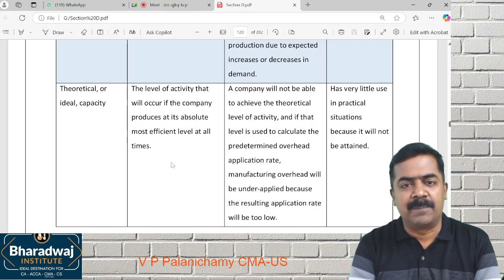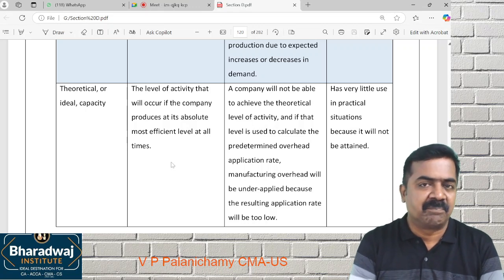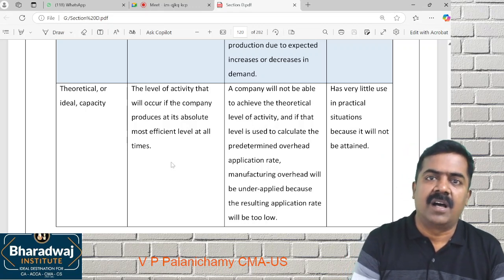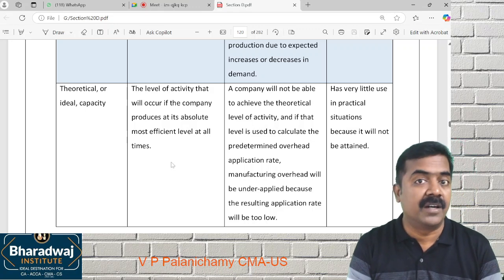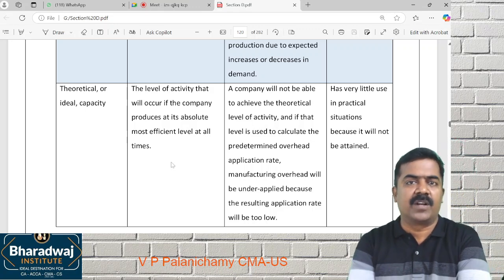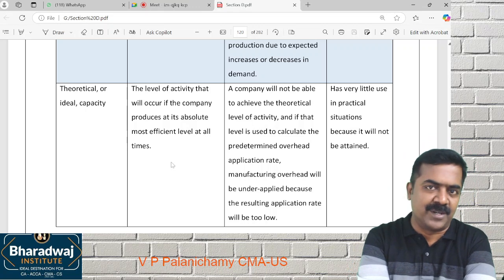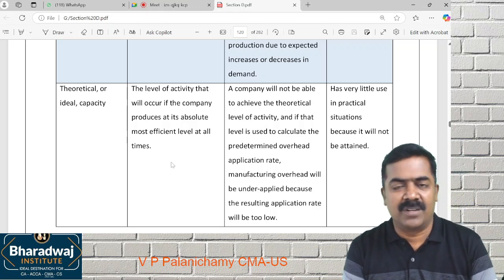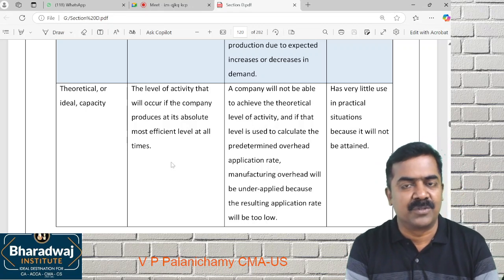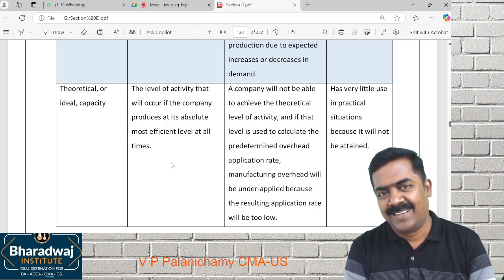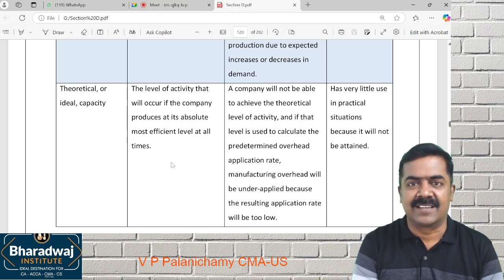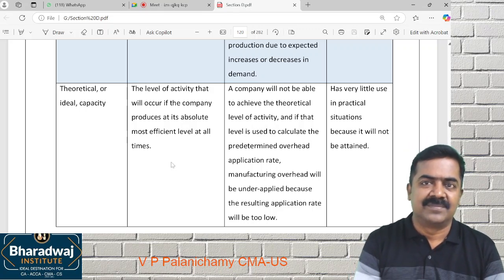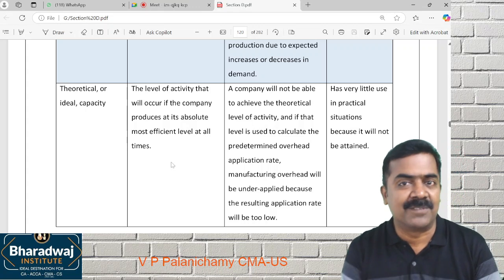Is it practically possible to achieve this capacity? No. For example, one machine can produce 100 units per hour. In 24 hours, you can produce 2,400 units. So 24 hours into 100, 2,400 units. Let us take 365 days a year. 365 days into 2,400. That is the capacity of the machine.